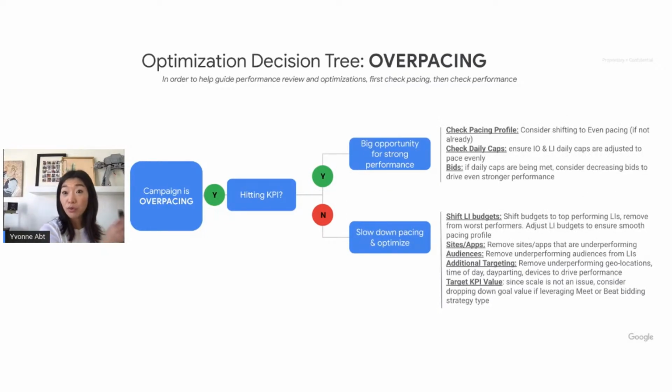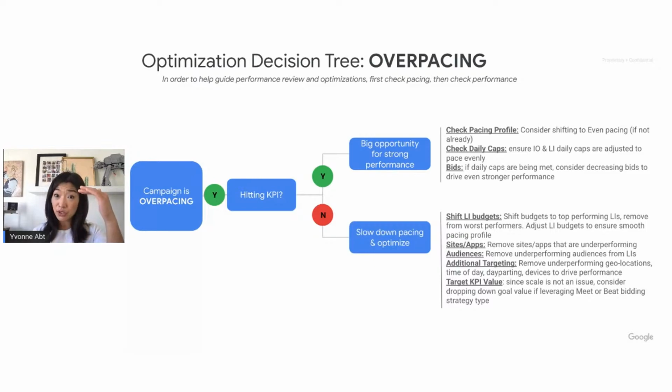Okay, so we talked about when your campaign is pacing and the 2 different types of ways that you could go from there. But what about if your campaign's over pacing? Now you're sort of delivering impressions a little bit more quickly than you had previously anticipated.